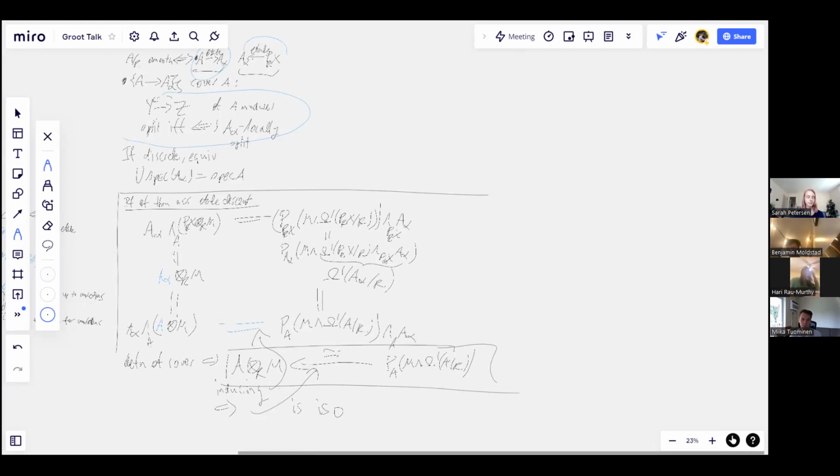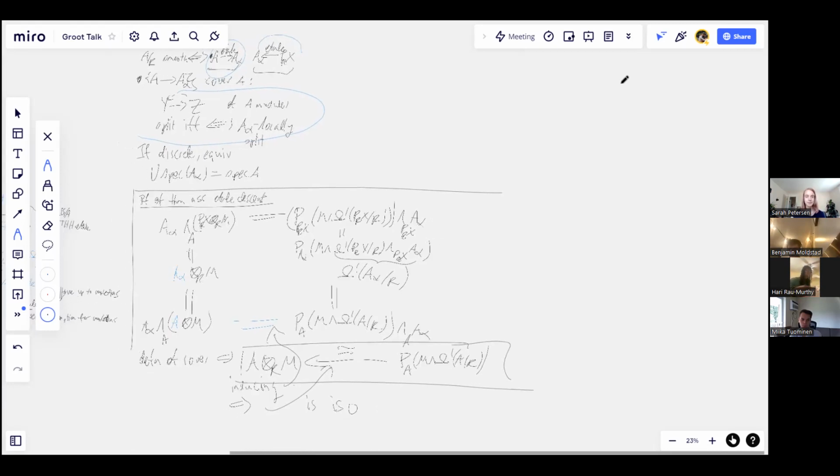Okay, so that's the proof of this theorem. Any questions?